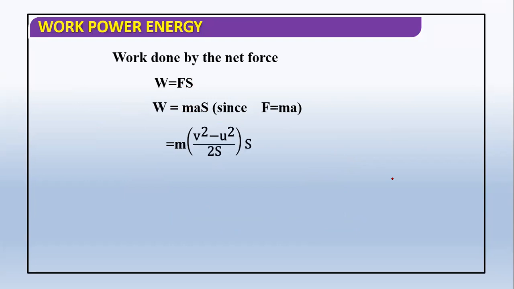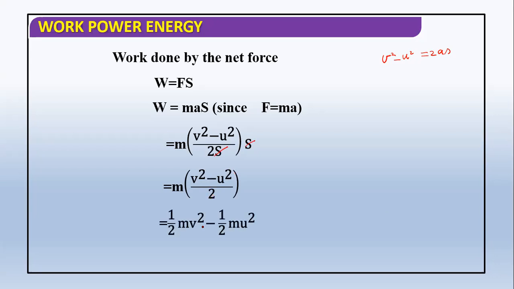Now we know that v square minus u square equals 2as, so we can write a as (v square minus u square) by 2s. Now s is cancelled, so we have m times (v square minus u square) by 2. This is the final kinetic energy minus the initial kinetic energy. So the work done by all forces equals kinetic energy final minus kinetic energy initial. This is the work energy theorem.